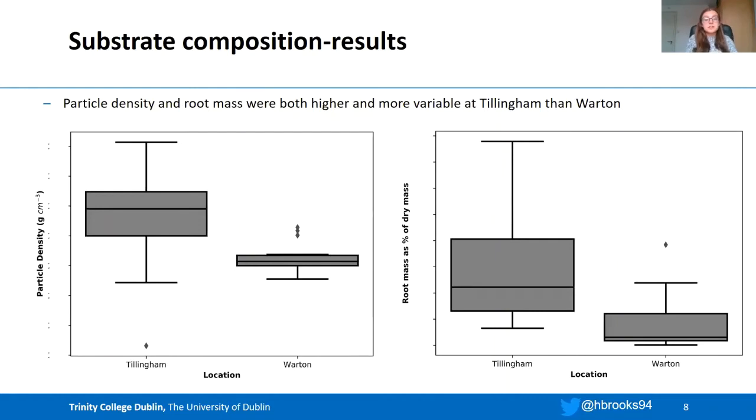And this is the particle density and the root mass results. Again, both particle density and root mass were higher at Tillingham than at Wharton. The particle density likely refers to the composition of the particles, so the minerals that are present. But the root mass was more variable at Tillingham as well, and this links back nicely with the fact that the marsh canopy was floristically diverse at Tillingham, whereas at Wharton we've just got this fairly monospecific coverage, and that's probably why we see more variation at Tillingham.